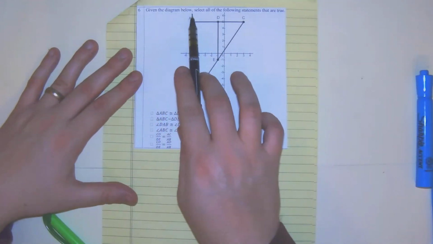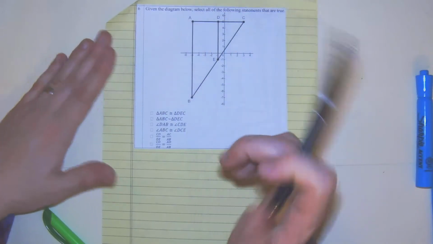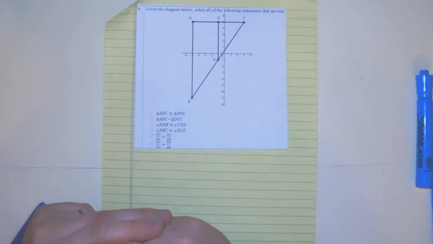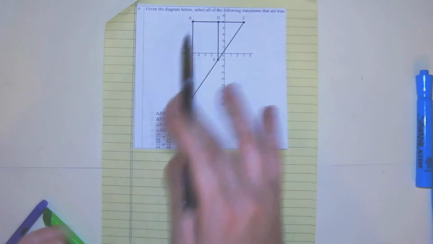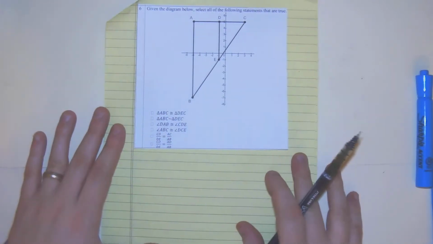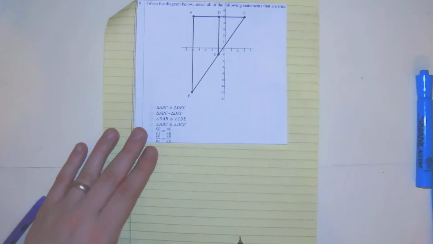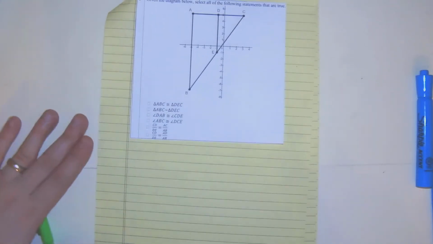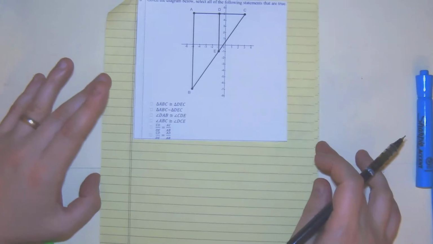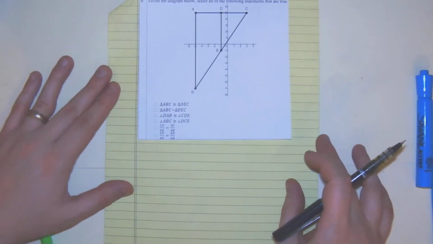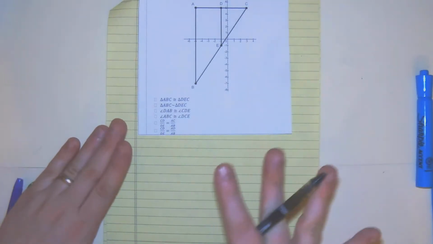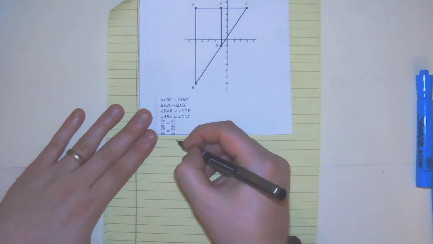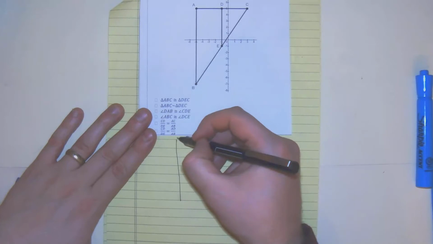Given the diagram below, select all the following statements that are true. So, first thing you should do when you see a problem like this is draw the diagram. Don't want to be a hypocrite, so I'm going to move it up real quick and draw it myself, because you're on the computer. You don't want to be just looking at the screen the entire time. You need to be doing something. You need to be writing on it, working on it. So draw it. It doesn't have to be perfect.